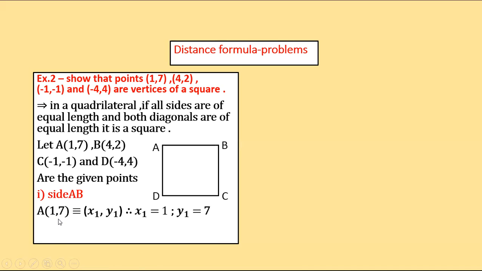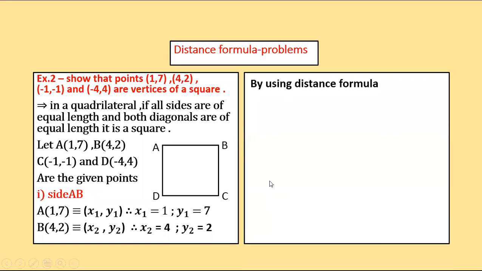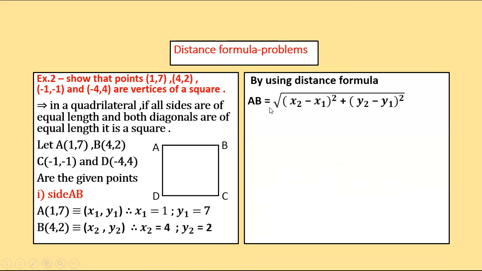Point A of coordinate (1, 7) consider as x1, y1. x1 is equal to 1, y1 is equal to 7. B of coordinate (4, 2), x2, y2: x2 is equal to 4, y2 is equal to 2. By using the distance formula to find distance AB.